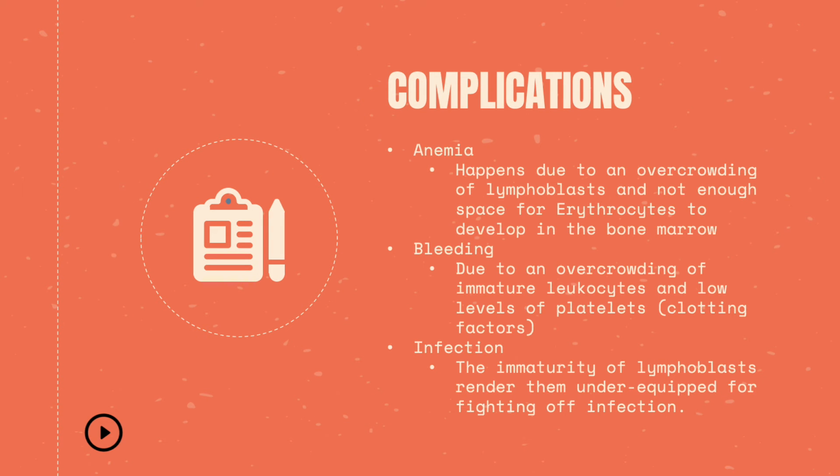There are three main complications that happen with acute lymphoblastic leukemia. The first one being anemia, which happens due to an overcrowding of lymphoblasts, so there's not enough space in the bone marrow for erythrocytes to develop. And if they don't ever develop, then we don't have enough red blood cells to carry the oxygen needed to the body. And then bleeding, this would also happen due to an overcrowding of lymphoblasts, and so that results in low levels of platelets, which are our clotting factors and help clump together to stop bleeding.